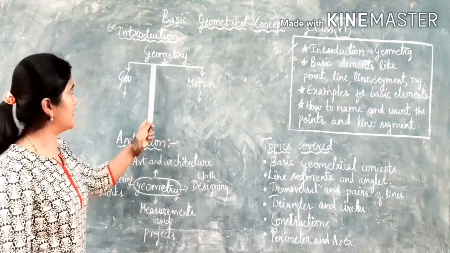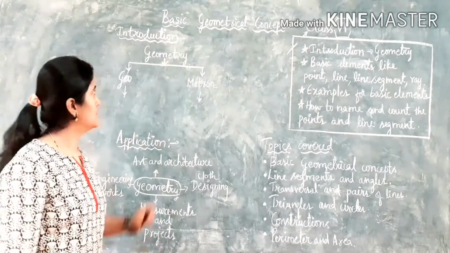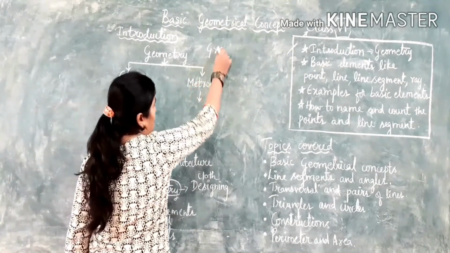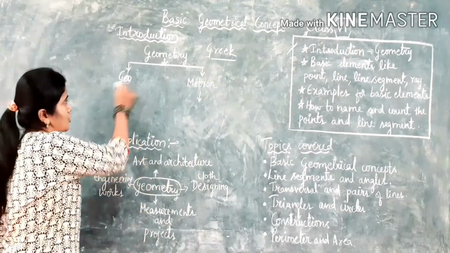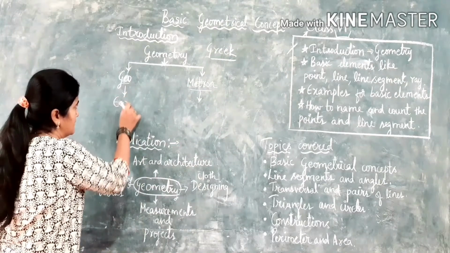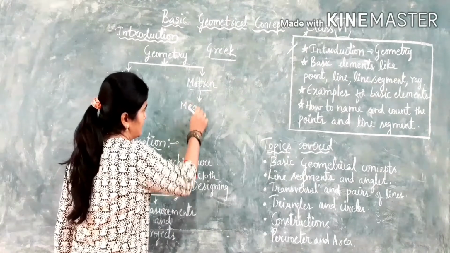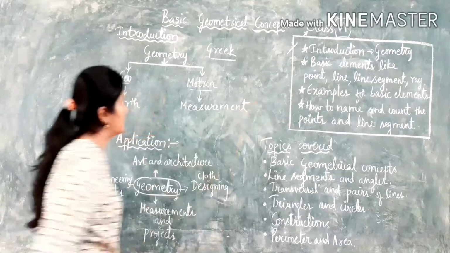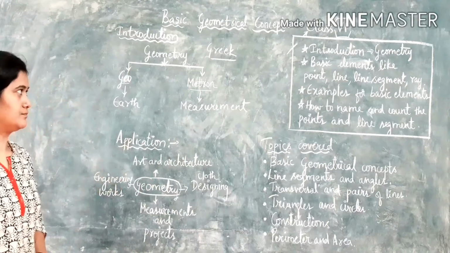Here geometry is the branch of mathematics. Geometry is the word derived from Greek words, that is geo and metron. Geo means earth and metron here means measurement. So geometry is the study of measurement of the earth.